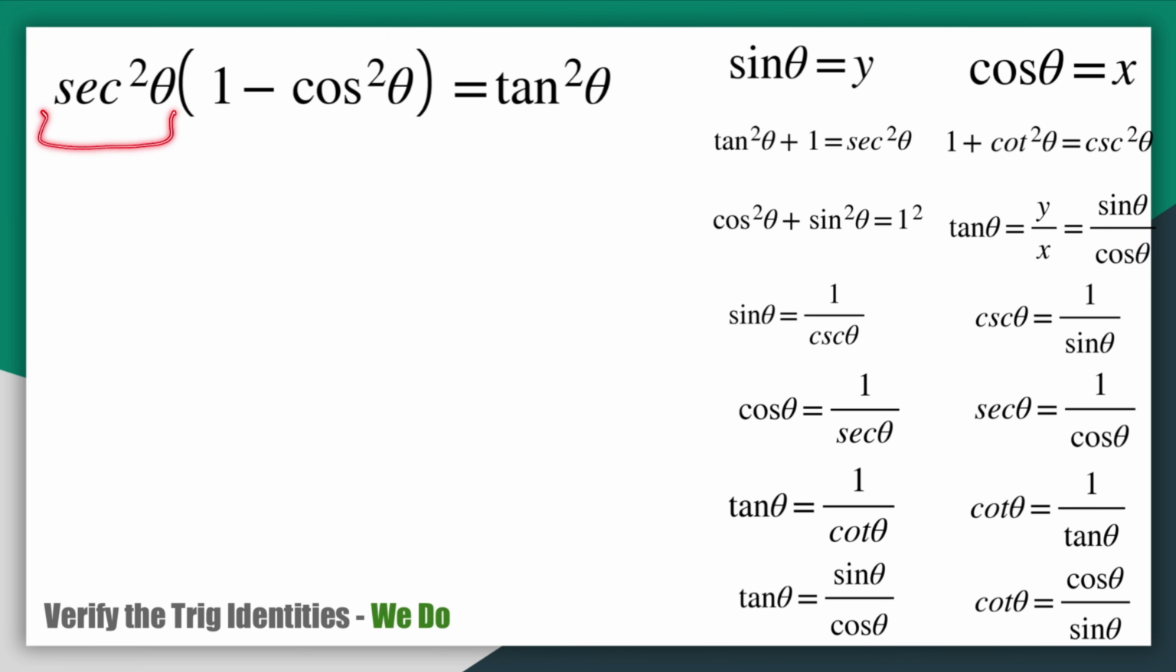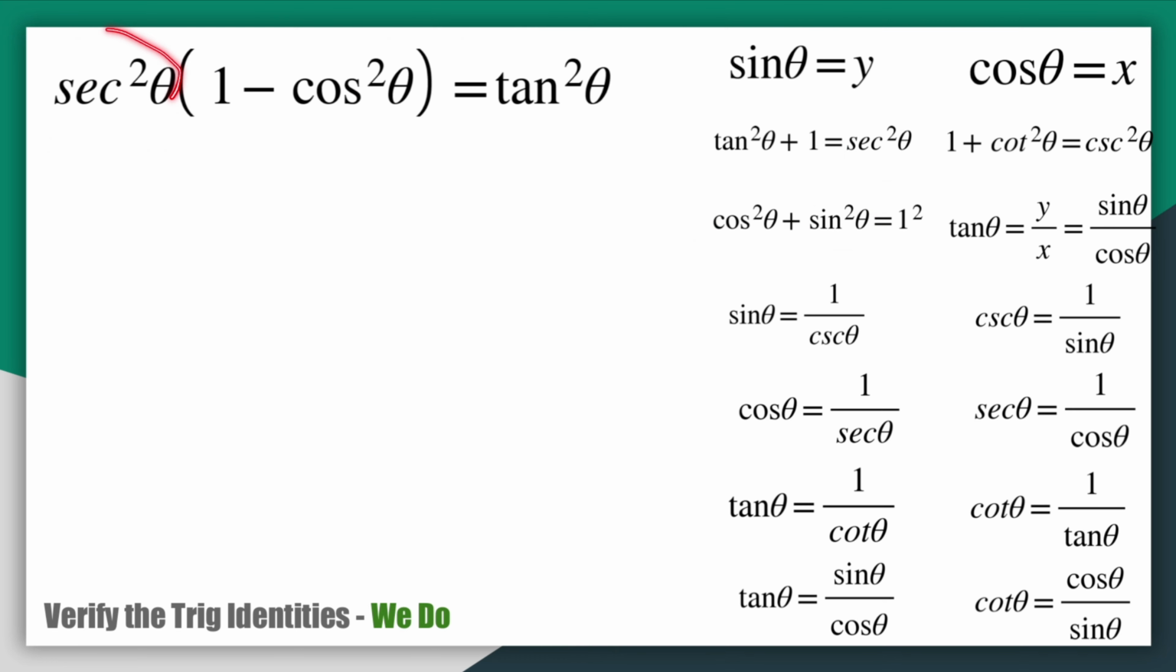So we see secant squared theta. I know that secant squared theta is going to be equal to tan squared theta plus 1. That might be helpful because I know we got a tan over here. And then I see 1 minus the cosine squared theta. And I go over here to my other ones, and if I subtracted this cosine to both sides and solved for the sine squared, I would have 1 minus cosine squared theta. So which one do we choose, right?